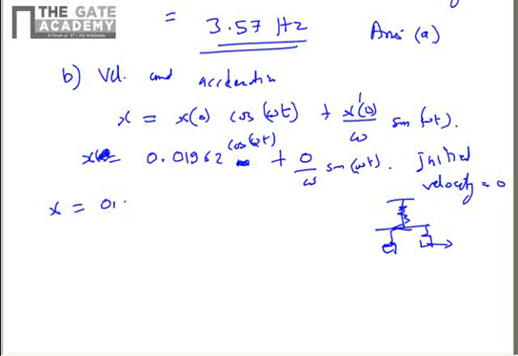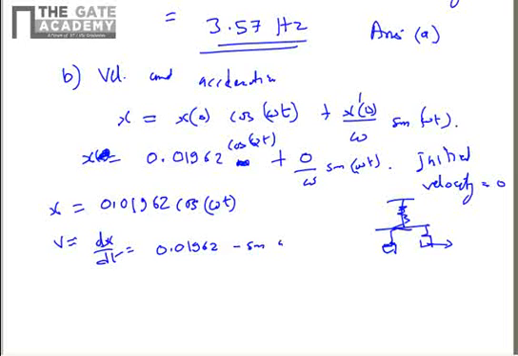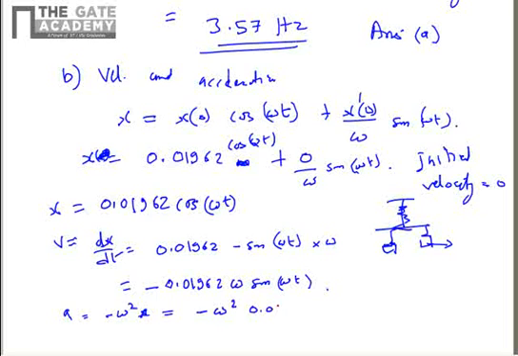So x is equal to 0.01962 cos omega t. Now what about the velocity? Velocity will be equal to dx by dt, which will be 0.01962 times minus sine omega t multiplied by omega. So this will be equal to minus 0.01962 omega sine omega t, and acceleration is equal to minus omega square x. Or you can differentiate also, you get the same expression. You get minus omega square 0.01962 cos omega t.